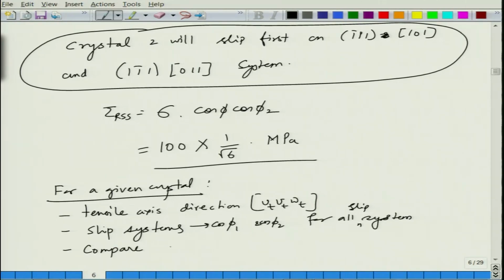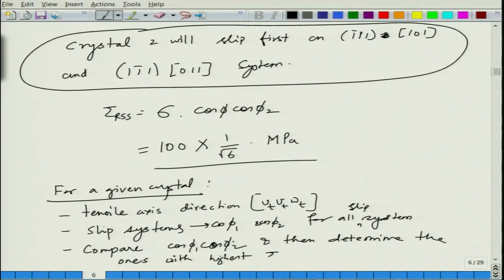Compare cos phi 1 product of cos phi 2 and then determine the ones with highest tau RSS. So, let us say even if the value of tau RSS is this, if tau CRSS was, let us say, 100 MPa, then we can see that even with this orientation, tau RSS is lower than tau CRSS, slip will not occur.